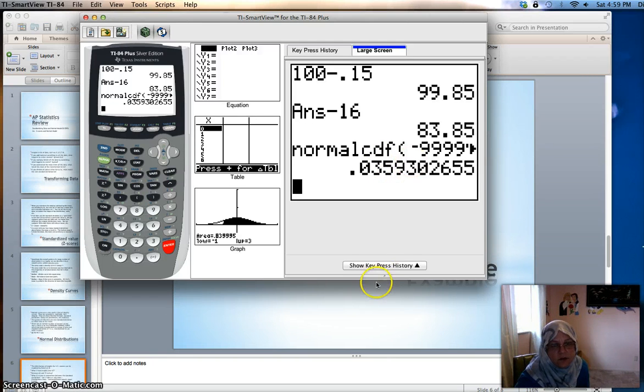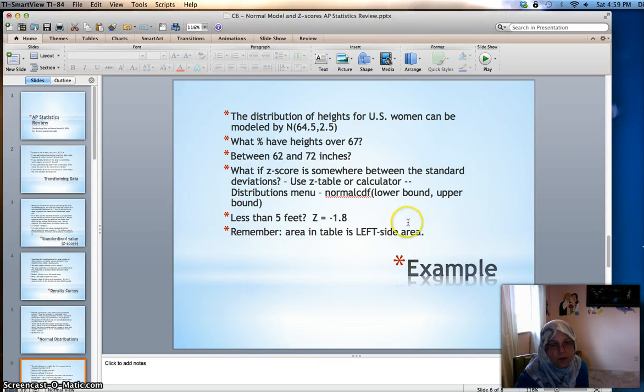Don't be too concerned about that. And same thing if you use the 68, 95, 99.7 rule versus using the table again or using the calculator. You're going to get slightly different answers, all that due to rounding. So don't be worried if it's a tiny bit different. If it's drastically different, you probably made a mistake. Okay, so there we go.